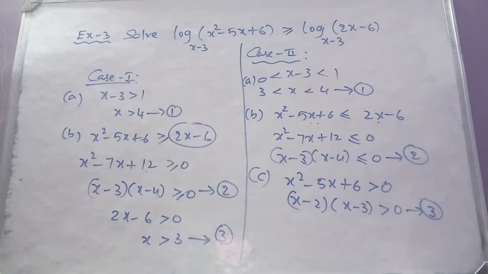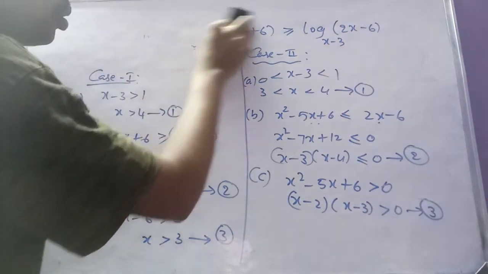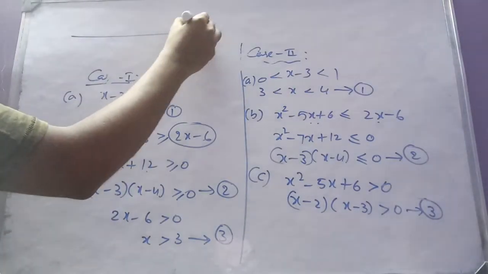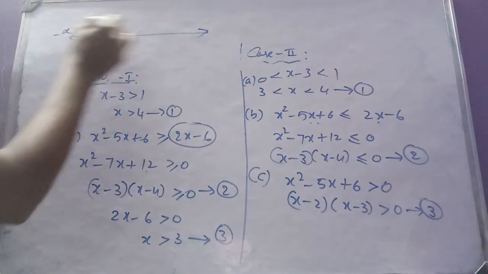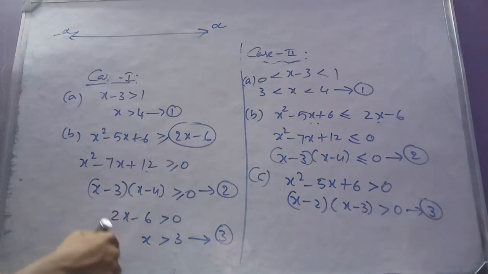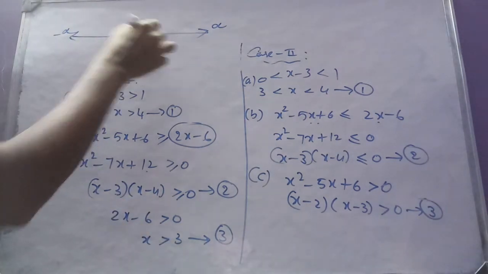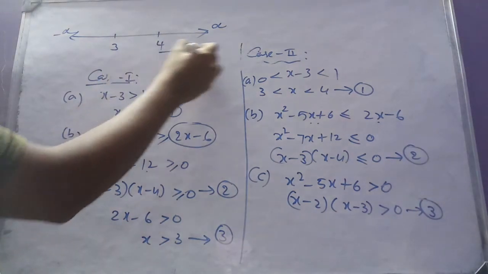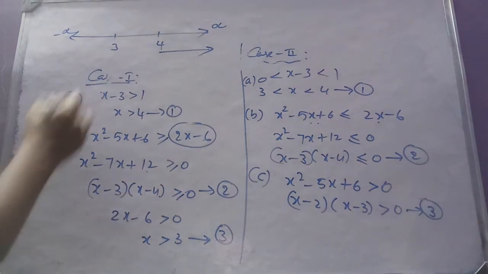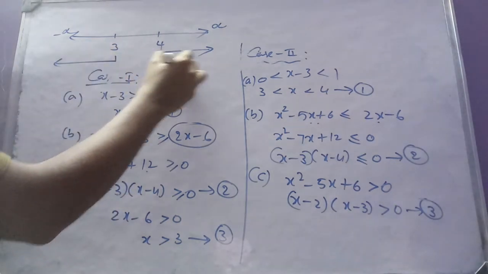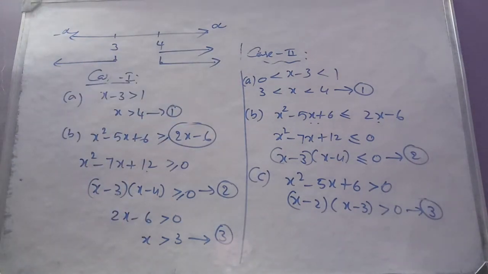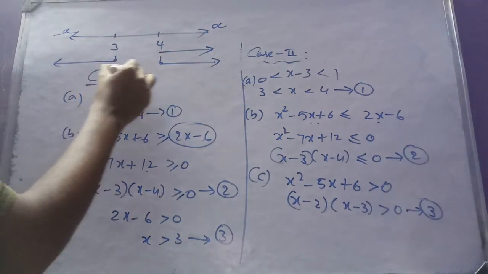To understand this, let us go to the number line. I'm erasing the question. Go to the number line to find the solution set of case 1, from minus infinity to plus infinity. We have only two numbers, 3 and 4. The first inequality says it is greater than 4. The second inequality says it is not between 3 and 4, that means less than or equal to 3 or greater than or equal to 4, because the equality sign is there, so we can consider 3 and 4 also. And the third inequality says x is greater than 3.